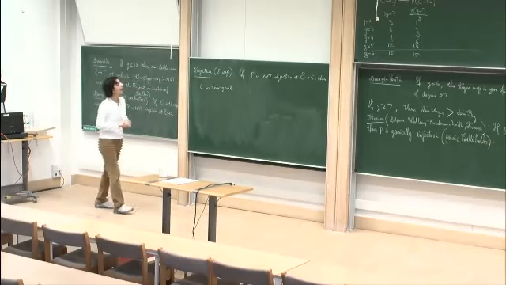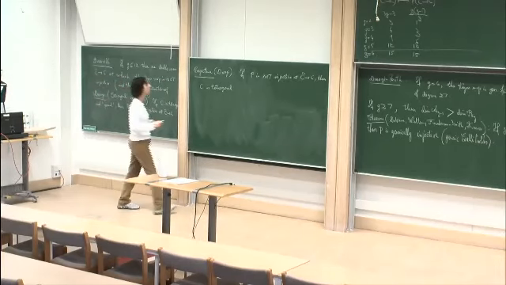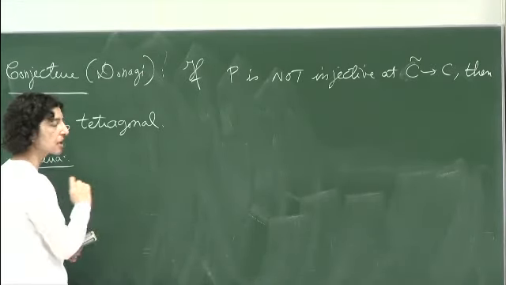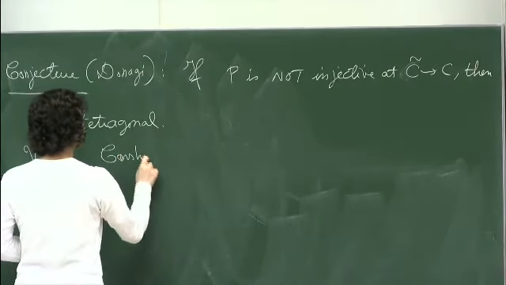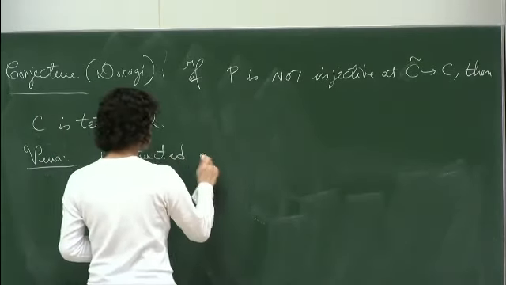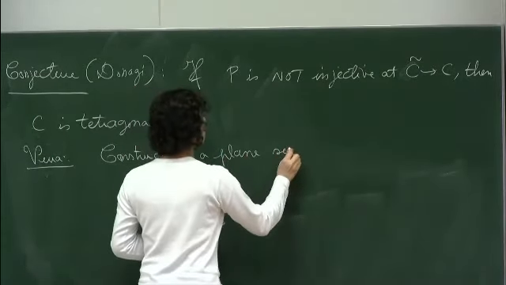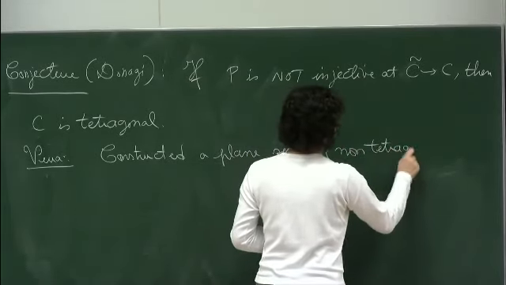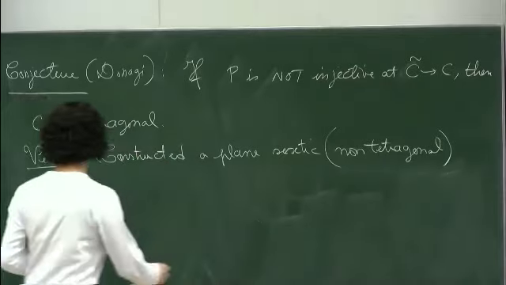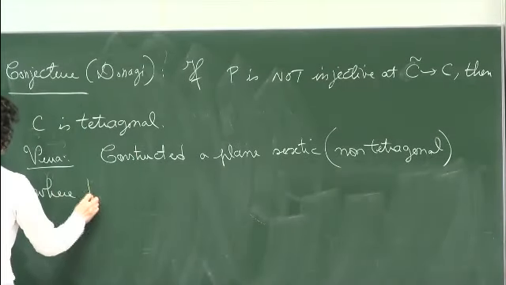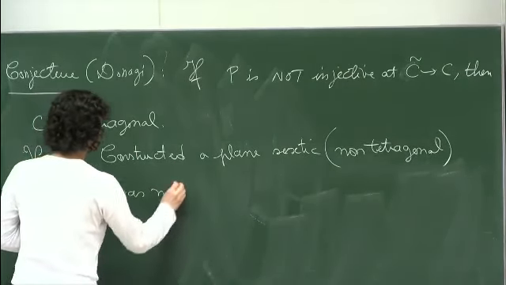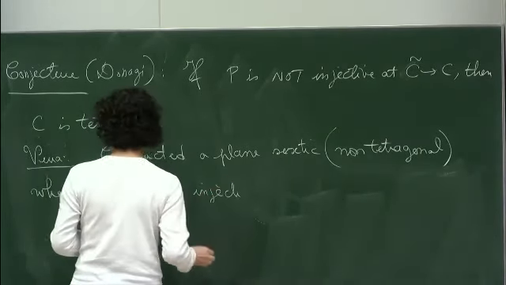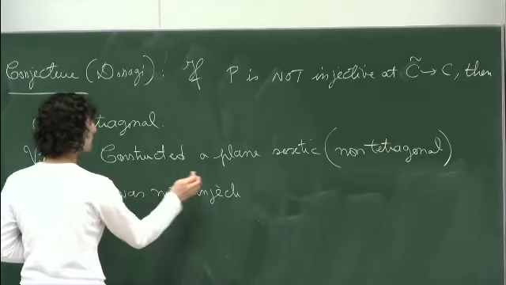Okay, and this was a little bit over-optimistic, so Verra came up with a counterexample. He constructed a plane sextic, a non-tetragonal plane sextic, where the Prym map was not injective, with a double cover.